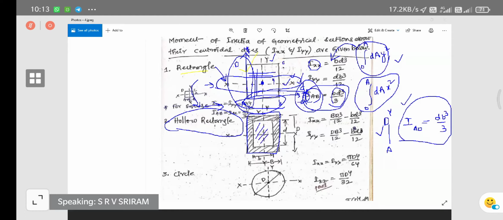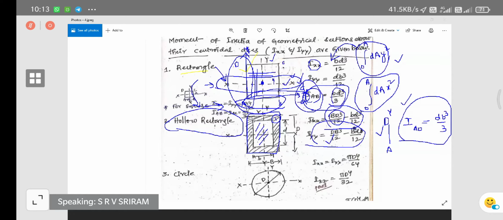So first of all, we will go for the full rectangular section moment of inertia. From this moment of inertia, we are going to subtract the moment of inertia of the smaller rectangle, that is BD³ by 12 minus small bd³ by 12. Okay, so what about its vertical axis? We know that DB³ by 12 is your vertical moment of inertia, it means about the vertical axis, the y axis.